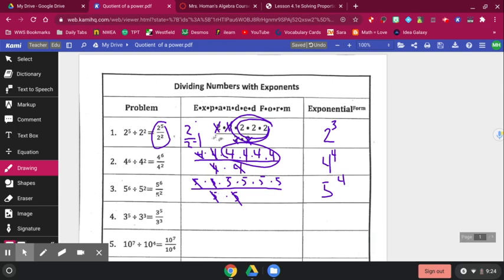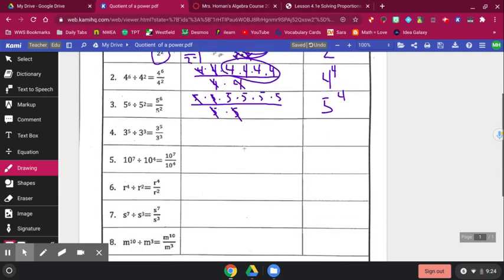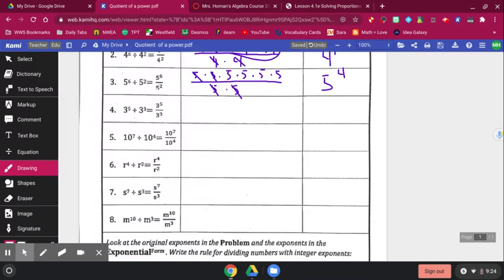So I'm going to skip number 4 and number 5, and I want to move down here to some variables. So we have r to the 4th, 1, 2, 3, 4, over r to the 2nd. So we can cancel out an r with an r, an r with an r, and we're left with 2 r's on the top. So r to the 2nd.